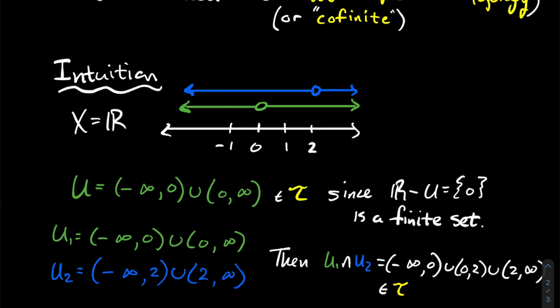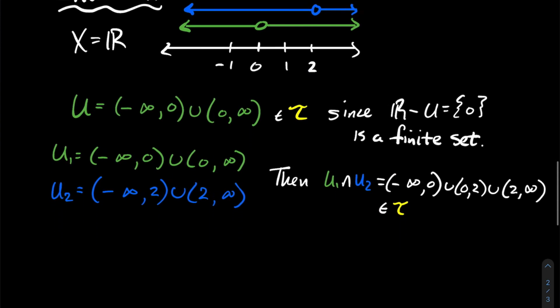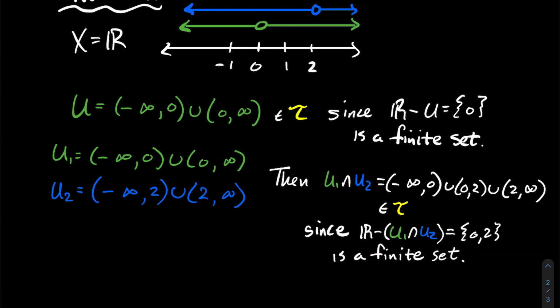So I claim that their intersection should be in the topology as well, because if you take their intersection, that would just be the union of those three intervals, where you get a break from minus infinity to 0, from 0 to 2, and from 2 to infinity. And I claim that that's in the topology because the union of those three intervals just misses the point 0 and the point 2. So in other words, the complement of U1 and U2 is a finite set that has two things in it.